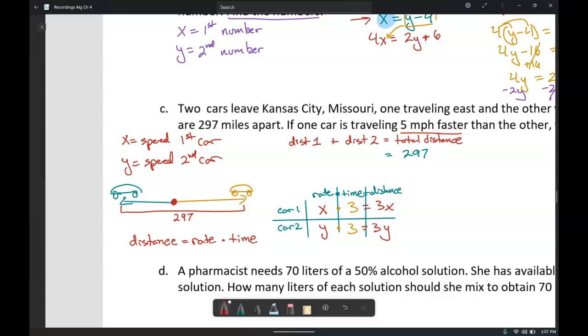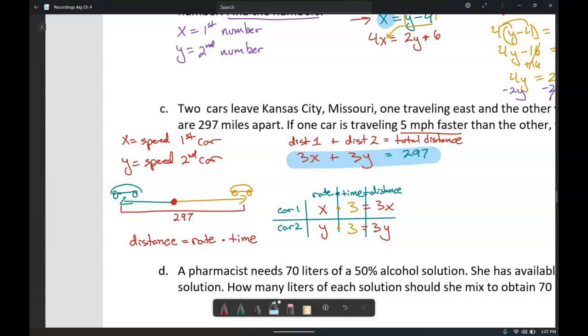So now we have expressions in terms of the variables that we defined that model the total distance of the cars traveling. 3x plus 3y has to equal 297. So there's our first equation.